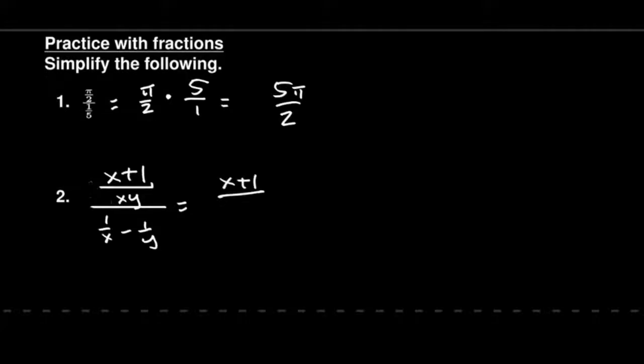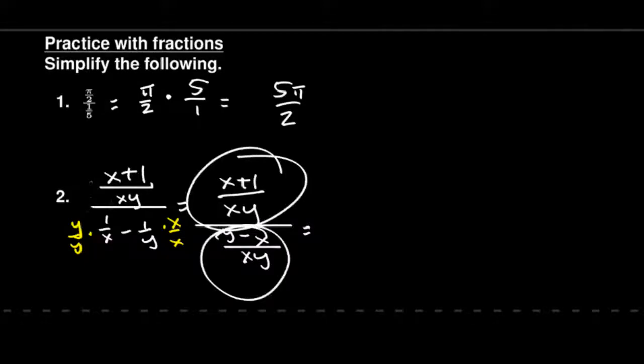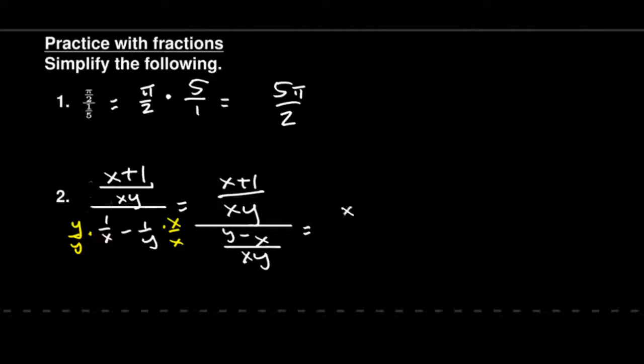So we do nothing to the top, because we just do top times the reciprocal of the bottom, right? Sorry, I didn't mean to do the times there yet. In order to get the common denominator, in this case, you would just have to multiply by the other thing. So you get y minus x all over xy, equals, now we can do top times the bottom's reciprocal: x+1 over xy times xy over y minus x.